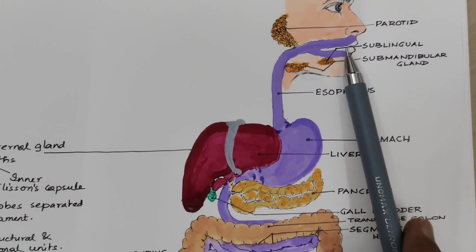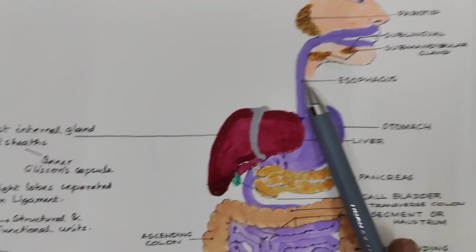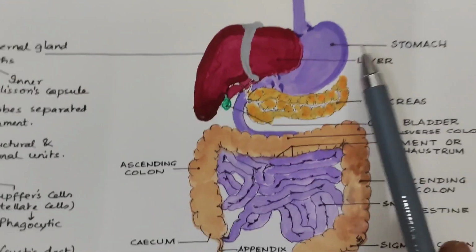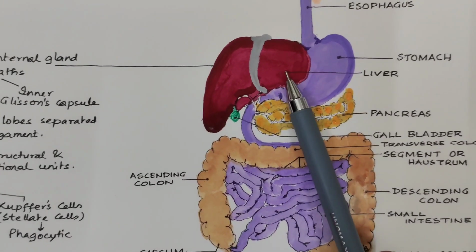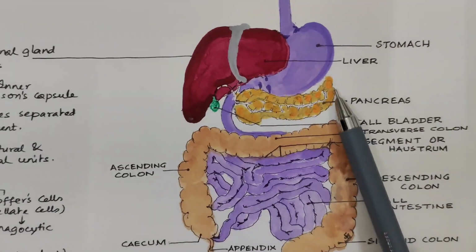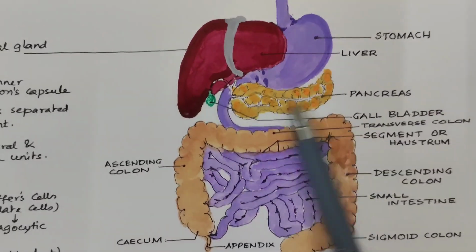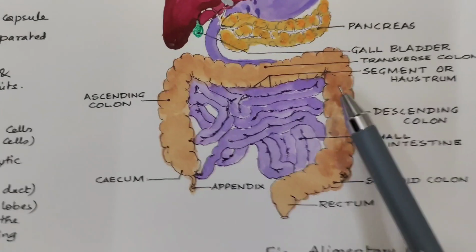Now the digestive system, the alimentary canal, starts from the mouth, then the esophagus, then comes the stomach. Here we see the liver. This is the largest gland in the body. This is the pancreas, this yellowish colored. Here we see the greenish one is the gallbladder.